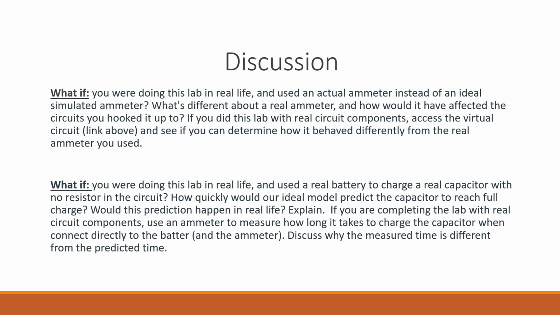For the first what-if question, because I'm running low on time, I'll just give the answer. An ammeter in real life has a small amount of resistance, so the circuit current readings would be slightly lower. And the assumption made is that the resistance of the wires and ammeters is negligible. And then for the next what-if question, the simulation showed the capacitor charging immediately, but in real life, objects have resistance values that would slow down the charging process. So in the model, it was instantaneous charging, but in real life, it is not. It takes time.